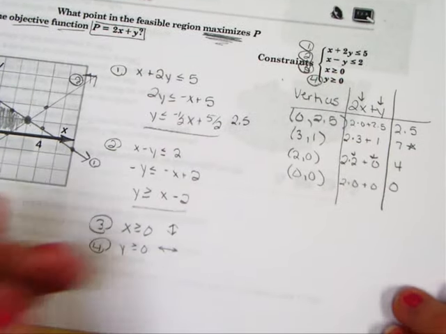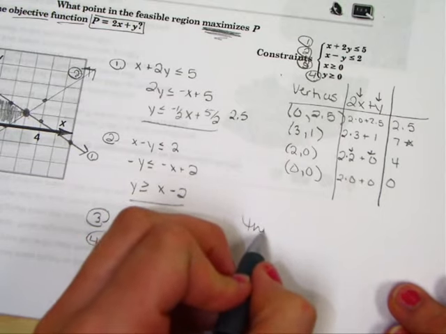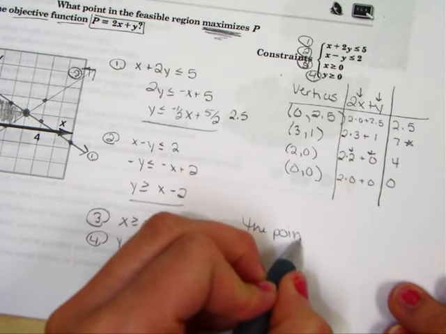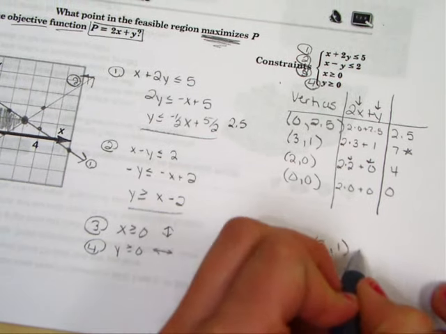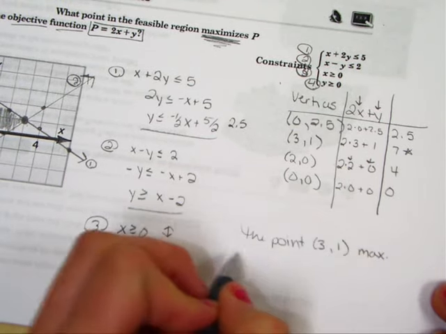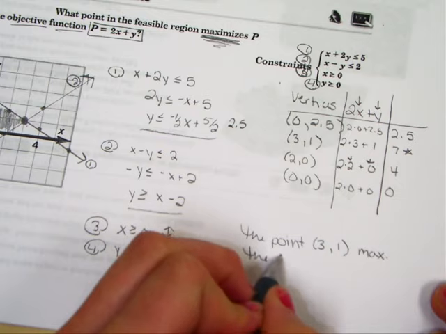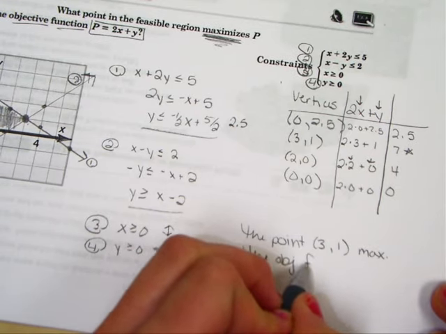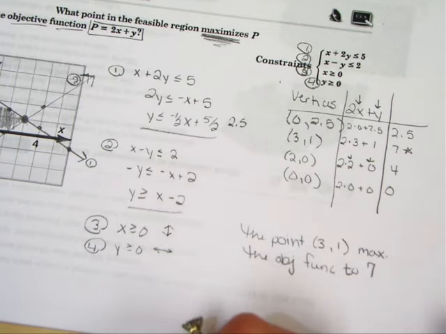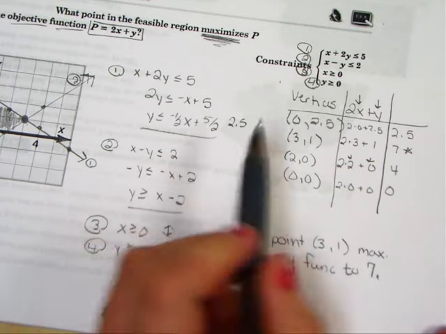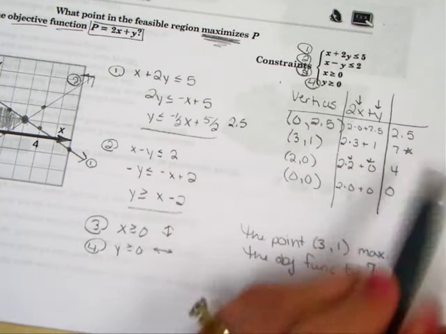Here's what you are going to state. The point 3, 1 maximizes the objective function to 7. That's because it happened at point 3, 1, and 7.